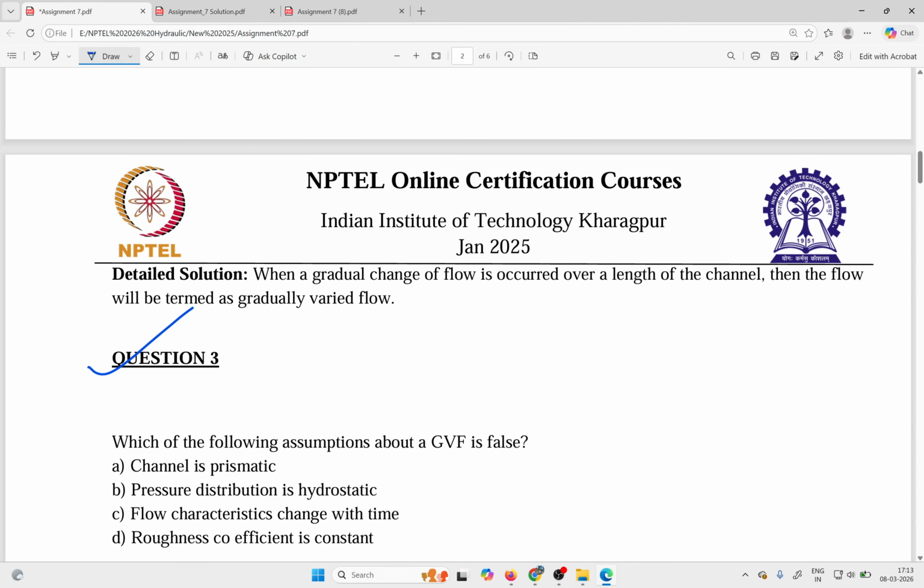Question 3. Which of the following assumptions about a gradually varied flow is false? Channel is prismatic, pressure distribution is hydrostatic. Option C, flow characteristics change with time. Option D, roughness coefficient is constant. So you have the four options.